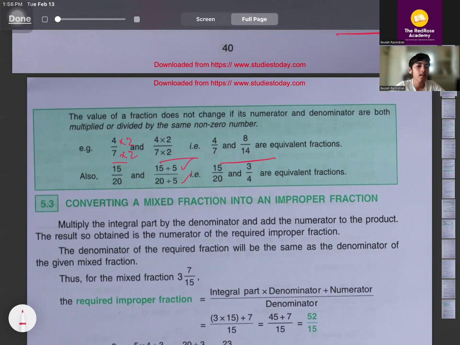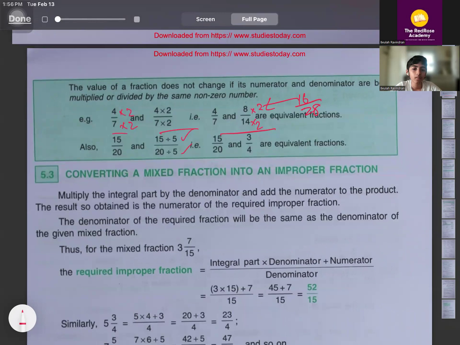So you can do it like this more. If you want to multiply by 2 here, then you can multiply 2. So 16 by 28 is also an equivalent fraction of this. So likewise, you can continue. These are the equivalents. Any fractions which can be reduced into this are the equivalent fractions.